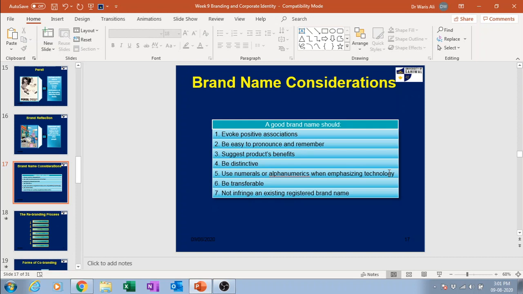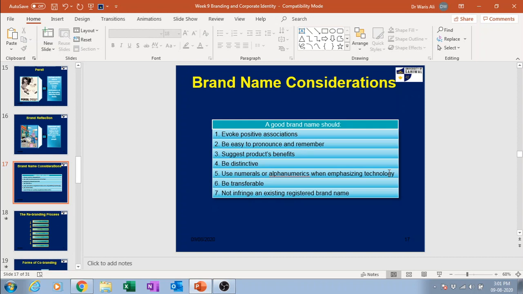You can't say Dawlance juices. It means this name cannot be transferred to beverages. So the name must be such that it can be easily transferred to other products. And please ensure that the name you are using for your brand does not infringe existing registered brand names. It must be a unique name. Don't copy it. Don't use the name of others. Be ethical. So these are a few pieces of advice for deciding the brand name.